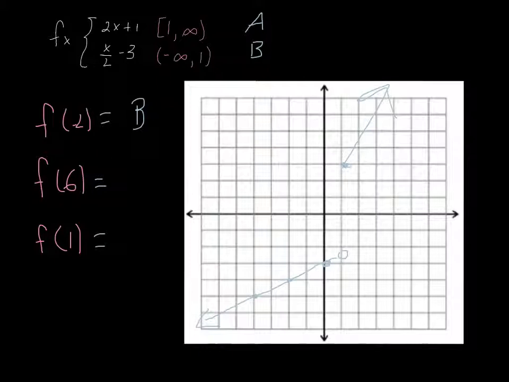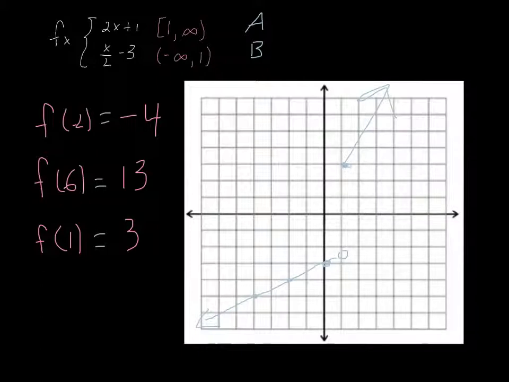For f of 6, positive 6 is in this first function. It's in this interval, I should say. The domain from 1 to infinity carries the value of 6 inside of it, so that's going to be function a. And then f of 1 is in both of those intervals, but it is only included in the first interval, so I'm going to evaluate f of 1 in the a function. So take a minute, press pause, evaluate those on your own, come back and check your answers against mine.